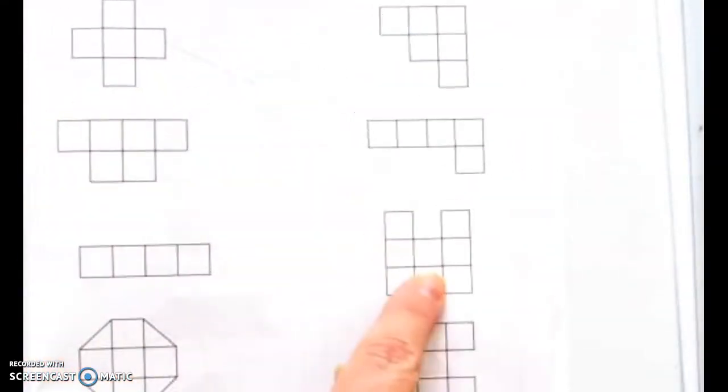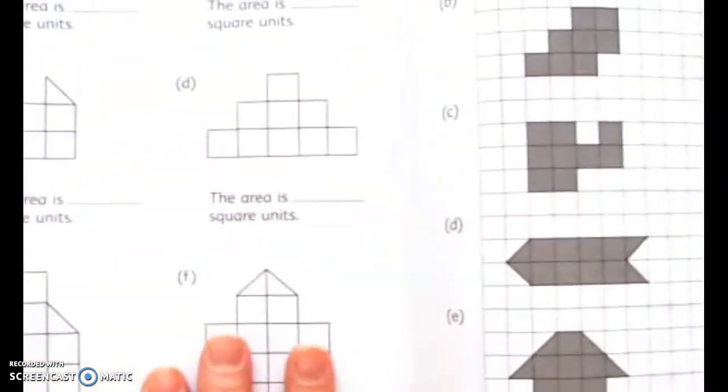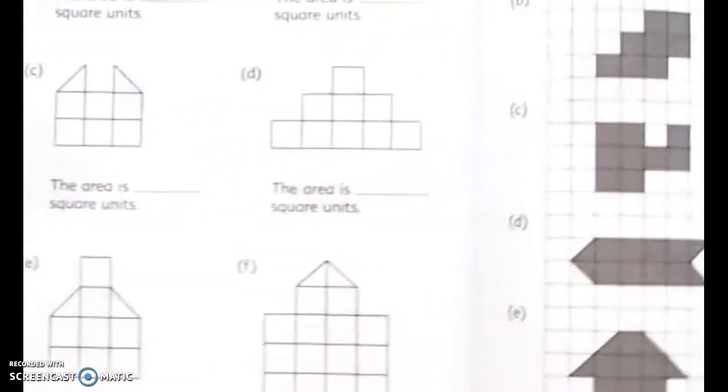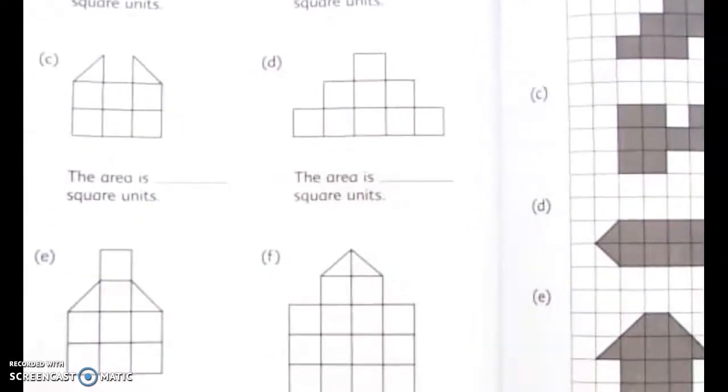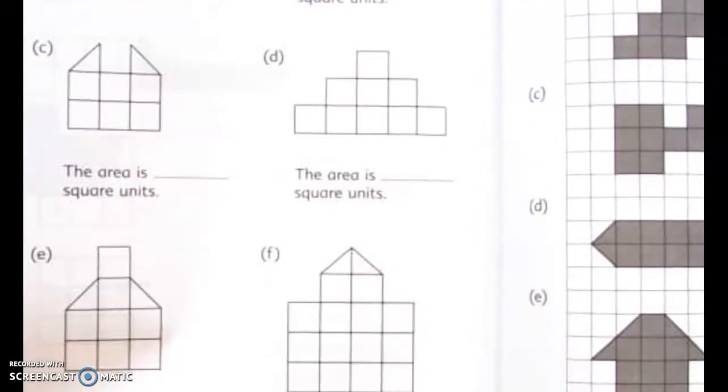Here, you're drawing lines to show which ones make the same shape, or not the same shape, but the same number of shapes, which is the area. And your last page is what is the area of each of these. So you're just going to be figuring out how many are being shown. So finish those pages, and in just a second, I'm going to be showing your answers, but please do not look before you're done. Make sure you have your red pen, okay?